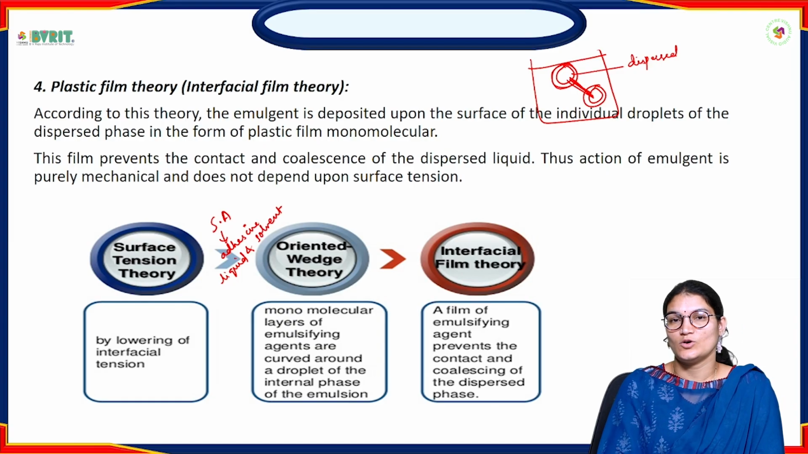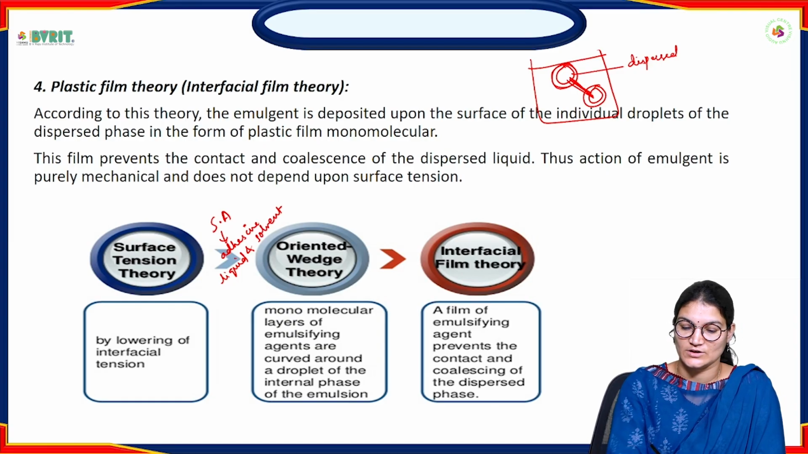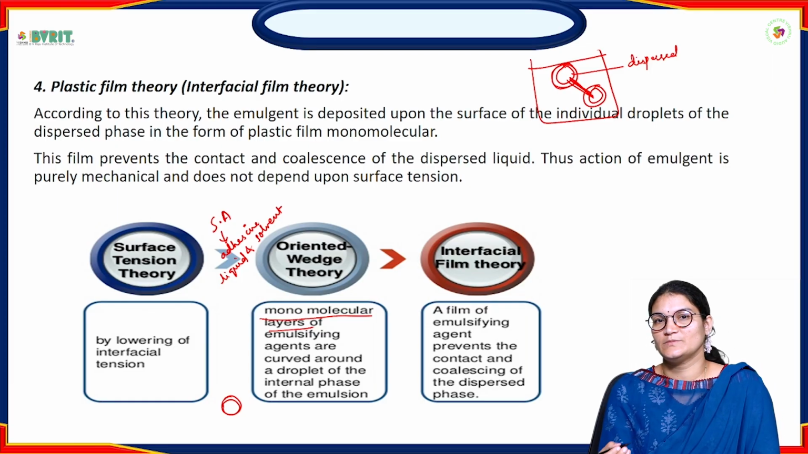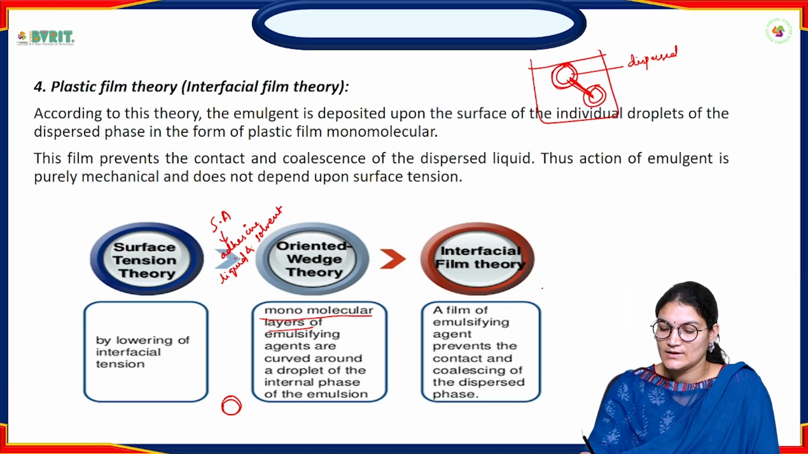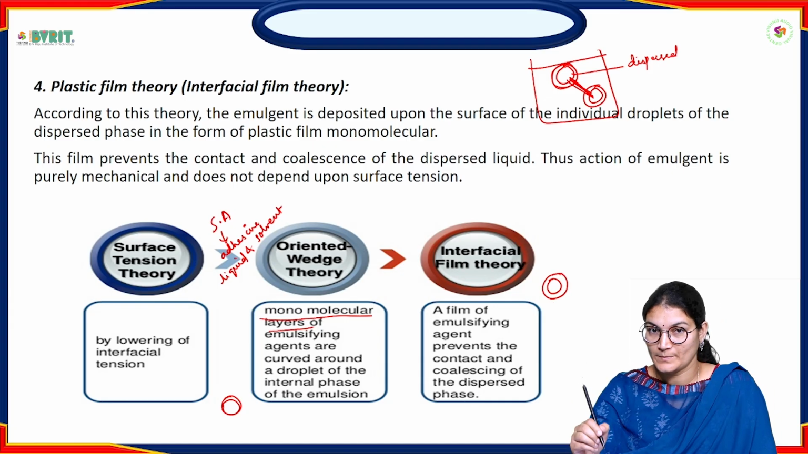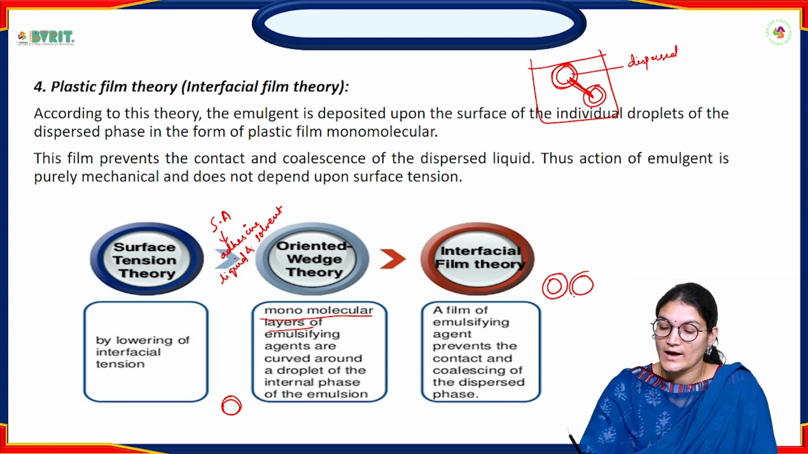Coming to the third theory, oriented wedge theory. According to this theory, there is a monomolecular layer of emulsifying agent which surrounds the internal phase. Even the interfacial film theory states the same, that the emulgent will form a layer around the droplet so that it can prevent the coalescence. Coalescence means merging of the two droplets.